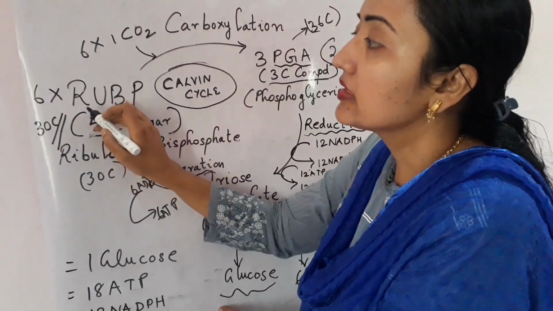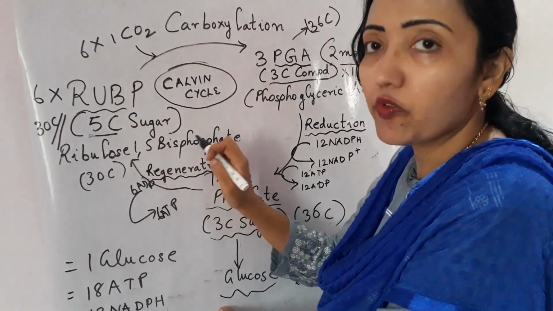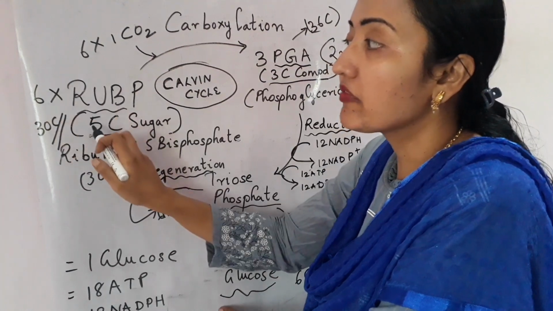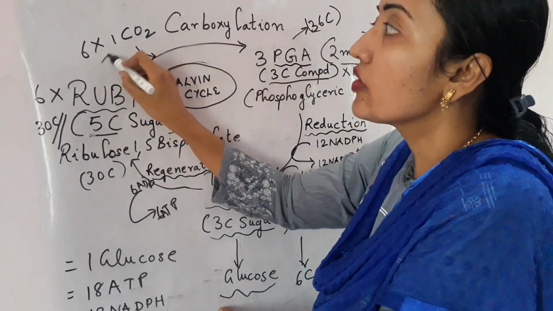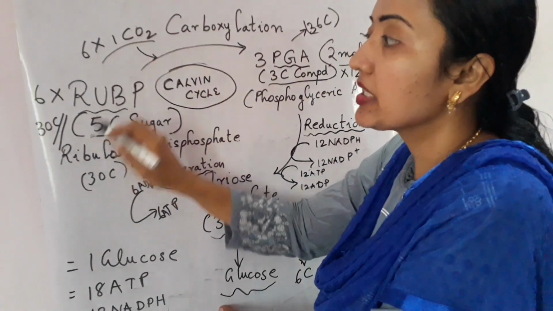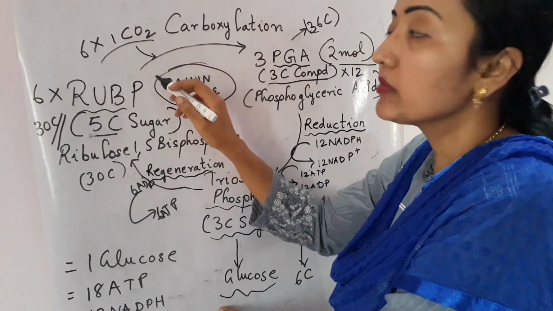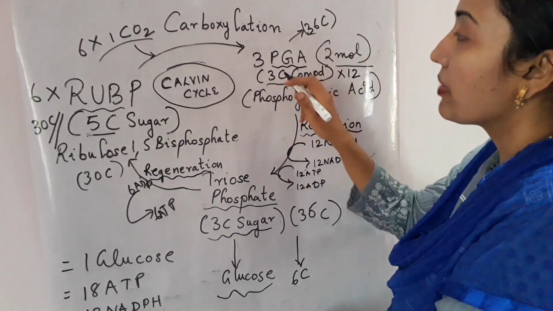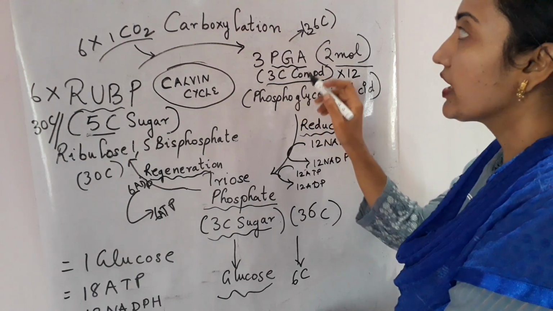So, this is a 5 carbon sugar RuBP, that is ribulose 1,5-bisphosphate. 6 multiplied by the 5 carbon sugar becomes a 30 carbon sugar. So 6 molecules of carbon dioxide are accepted by the 30 carbon sugar RuBP. So altogether it becomes 36. So this is a 36 carbon compound because it is phosphoglyceric acid, a 3 carbon compound.